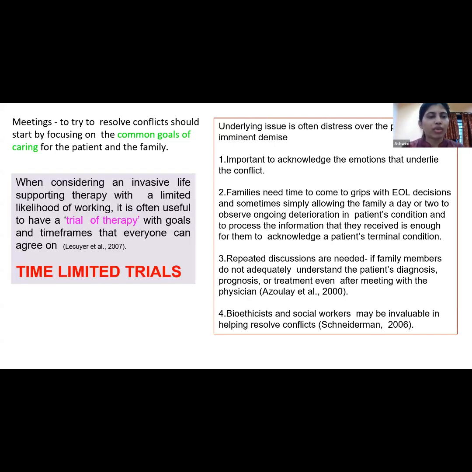When considering an invasive life-supporting therapy with a limited likelihood of working, it is often advisable to have a trial of therapy with goals and timeframes that everyone can agree on. So that is time-limited trials. For example, in an end-of-life care patient with an advanced malignancy, if he presents with pneumonia, you will try to treat pneumonia for at least 4 days. And if there is no response, then you can consider stopping the treatment.